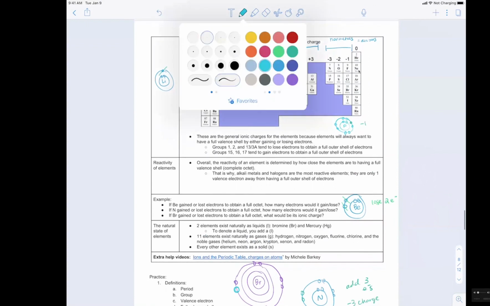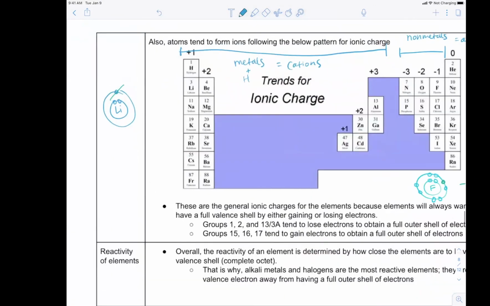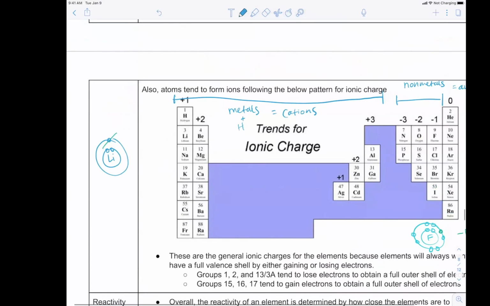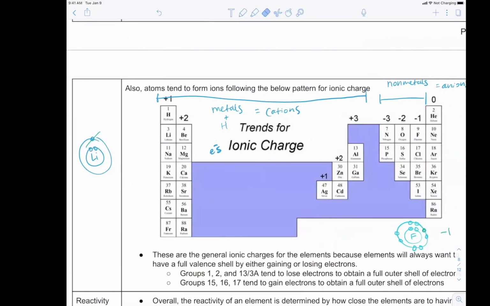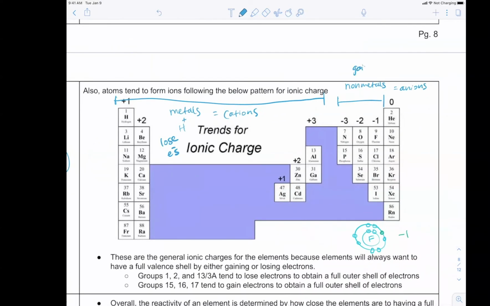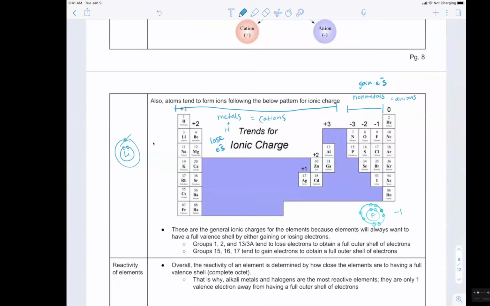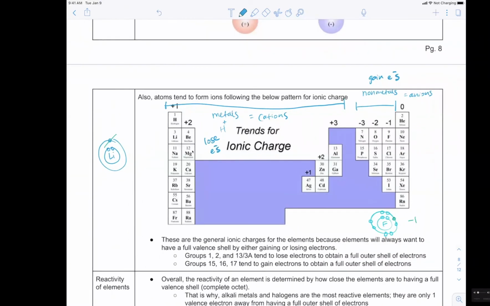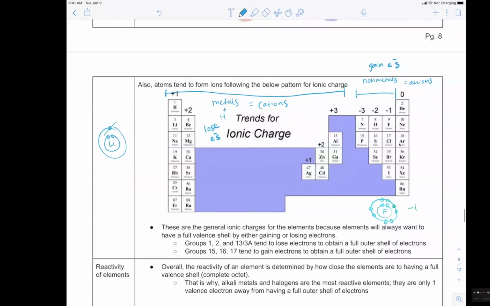So again, your metals will tend to lose electrons. And then your nonmetals will all tend to gain electrons. All these elements over here have few valence electrons, so it's easier for them to lose them to move down to the next valence shell. But then these over here have a lot of valence electrons, so it's just easier for them to gain an extra electron and get that full valence shell.